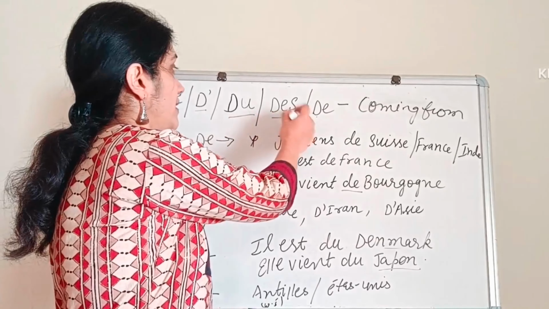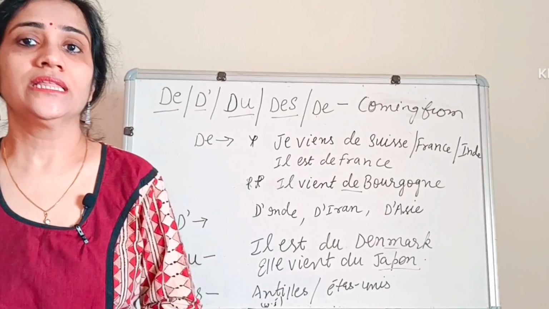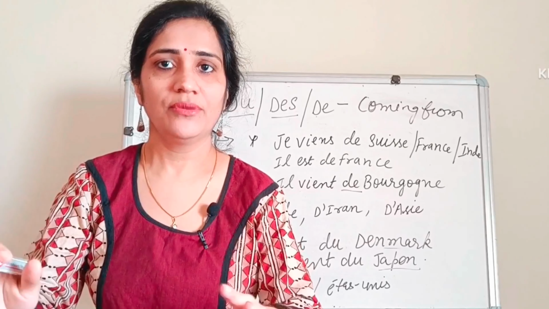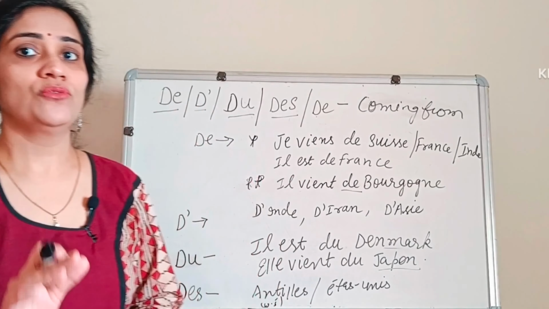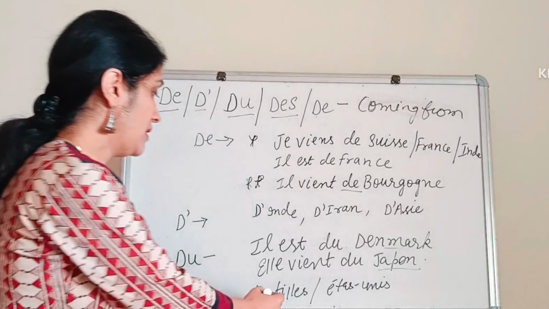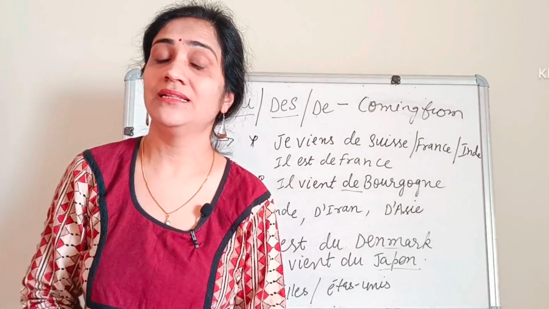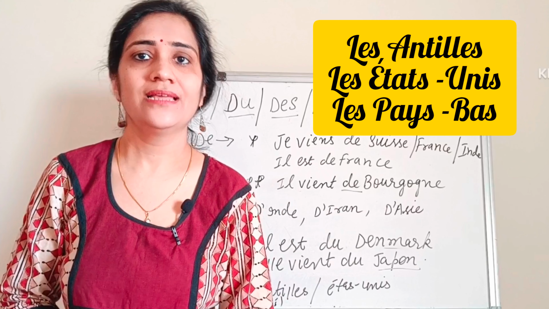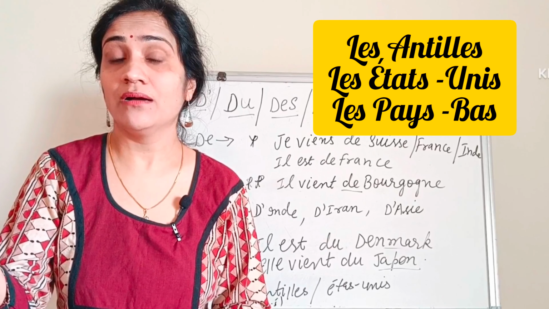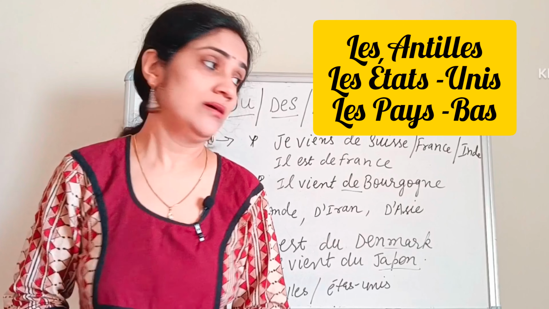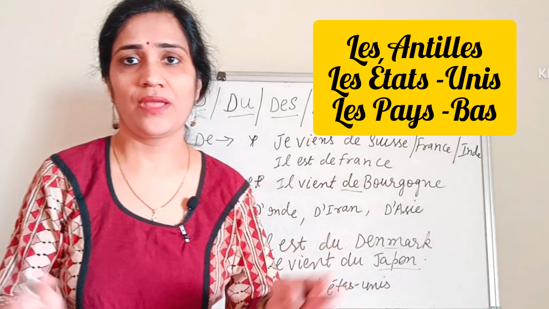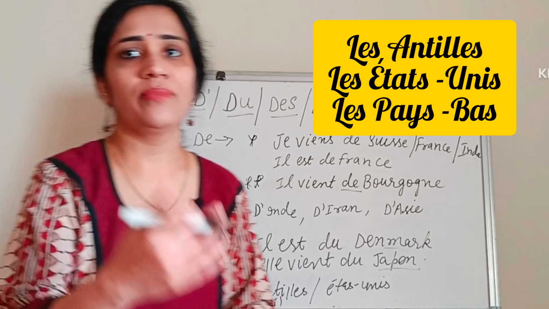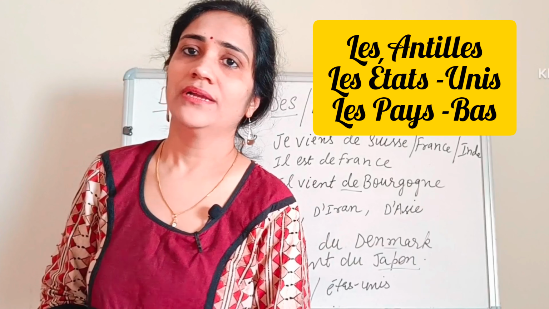Now, the next is DES. DES must be used with the plural gender countries, referring to coming back and belonging to that country. Only plural countries, like Les Antilles, the West Indies. Les États-Unis. Les Pays-Bas, Netherlands. So with all the countries which are plural in form, you can use DES referring to coming back or belonging to that country.